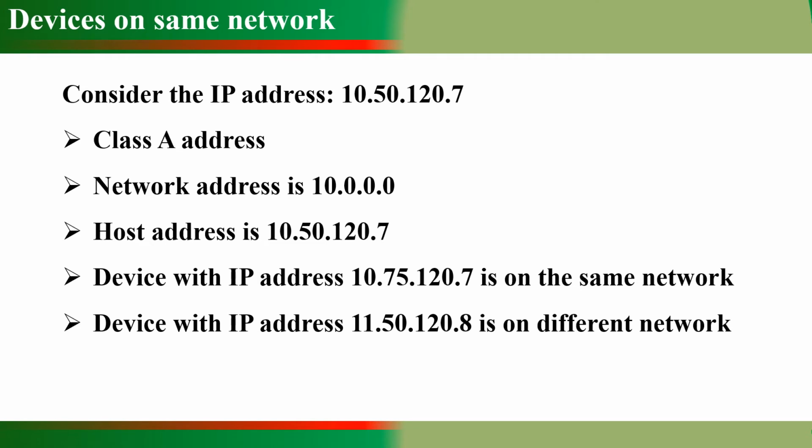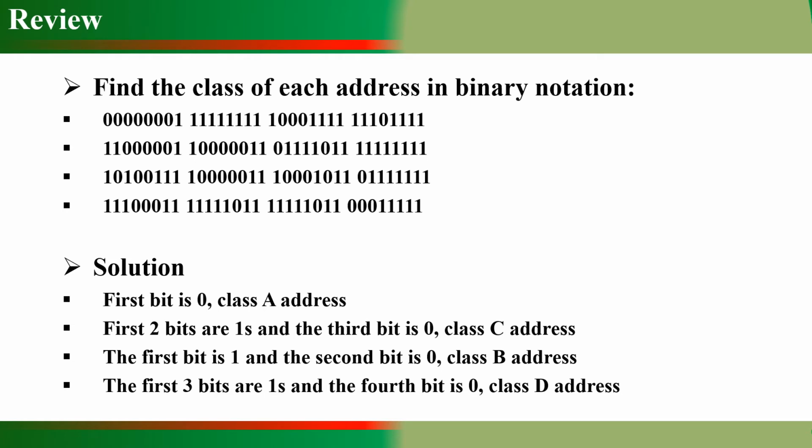Host address is 10.50.120.7. The device with the IP address 10.75.120.7 is on the same network, but the device having IP address 11.50.120.8 is on a different network. So classification of IP addresses into classes helps us to decide whether the systems belong to the same network or to a different network. Let us make a short revision.